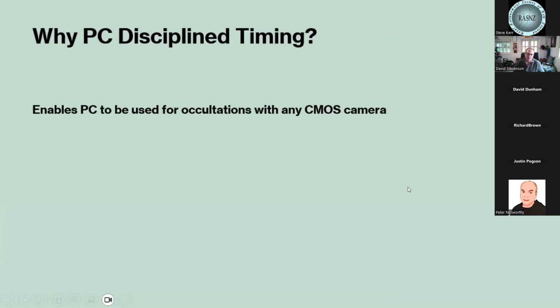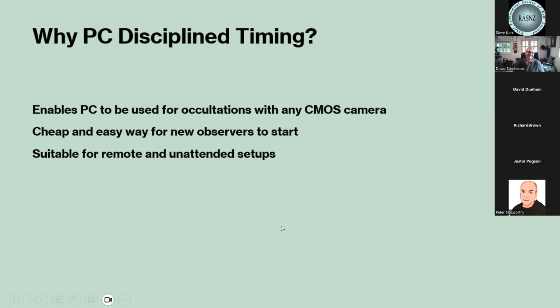So, reasons for using PC discipline: it opens up the ability to use any camera. For new observers, particularly if you're an existing astrophotographer or planetary imager, you can just use the camera that you have. You don't need to buy another camera, so it's cheap and easy to start. Once you get PC discipline set up and you've measured your camera delays, you can use it remotely and unattended, so you don't have to do the GPS flash every time. That is a good option.